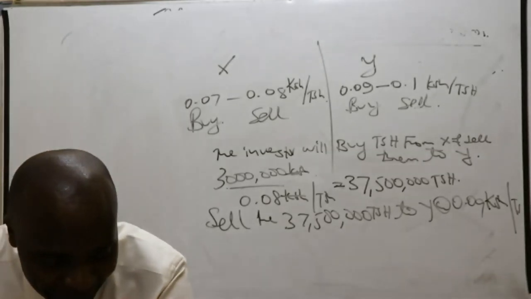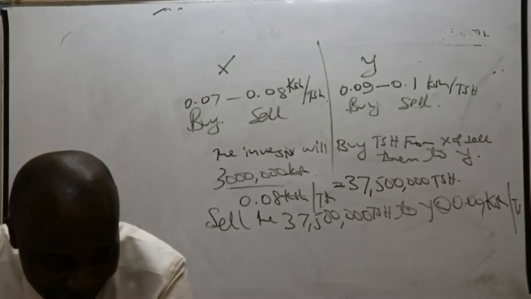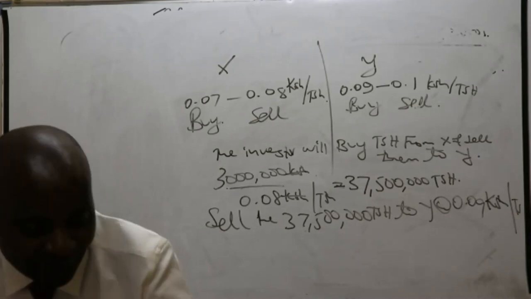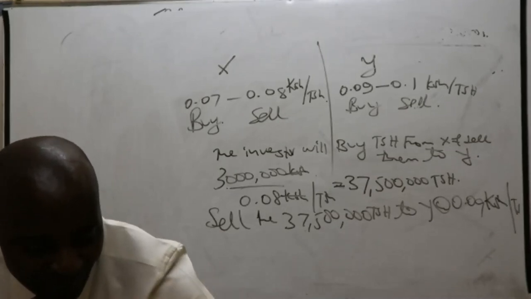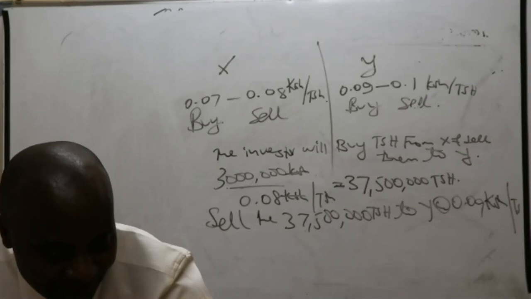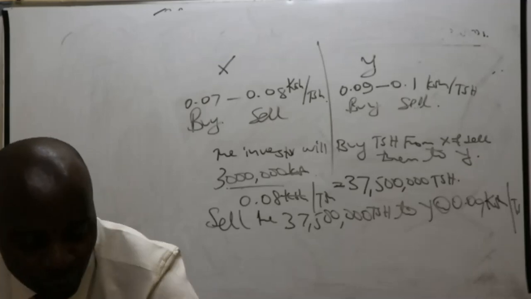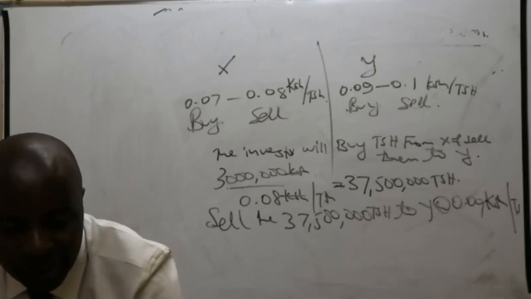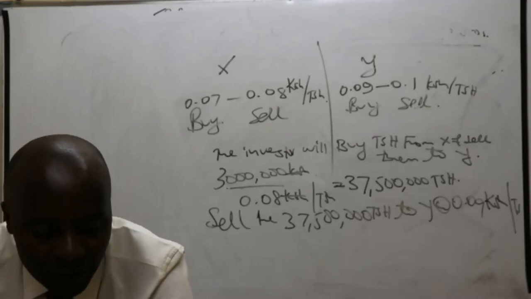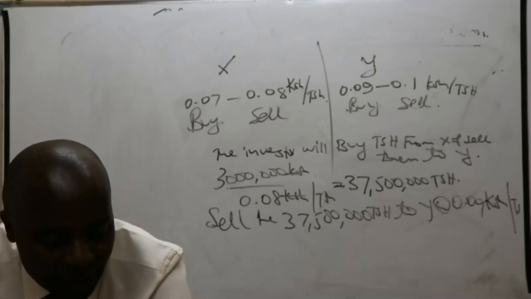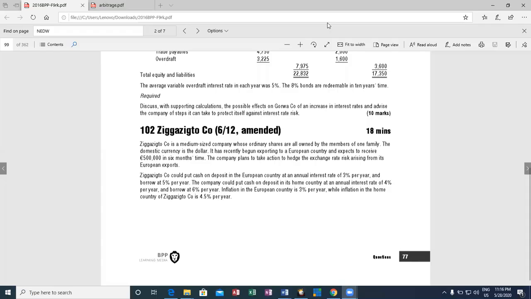The one that I had, Nedwin, eh? Let's go to the next question. No, the one that's on top. Just one more step. Yes, Zigazigito, number 102, Zigazigito. So we are told there, Zigazigito. Oh, you have to put it for them. Are they able to see it?